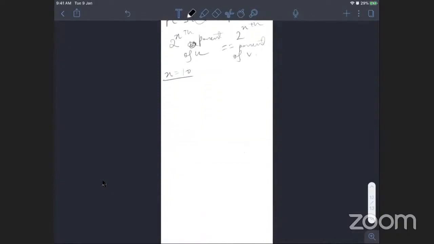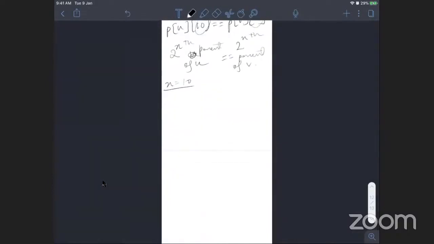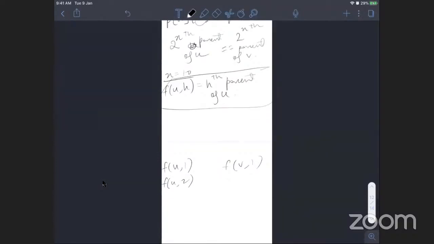So, the property that you have is this. Let me define something. Let's define f(U,h) as the hth parent of U. That is what f(U,h) denotes. So f(U,0) is something, f(V,0) is something. f(U,1) is something, f(V,1) is something. Sorry, technically there is no 0. f(U,1) basically denotes the first parent, f(U,2) denotes the second parent. I'm not talking about powers of two here. I'm just talking about the hth parent, not the 2 to the power hth parent. This is a simpler definition.